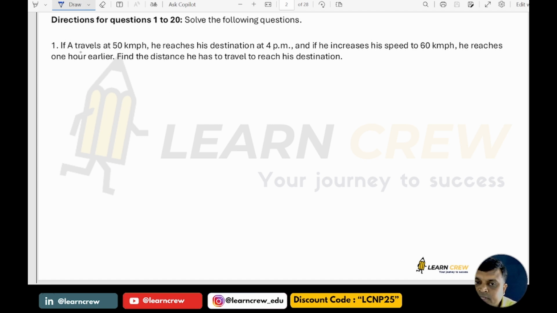If A travels at 50 km per hour, he reaches his destination at 4 p.m. and if he increases his speed to 60 km per hour, so this is first speed, this is second speed. So speeds are in the ratio 5:6. Thereby times taken will be in the ratio 6:5, because the same distance is traveled.